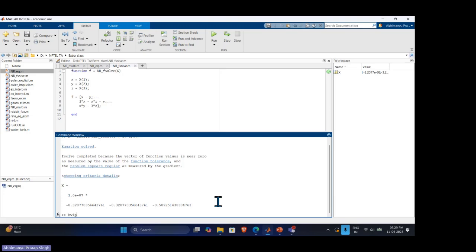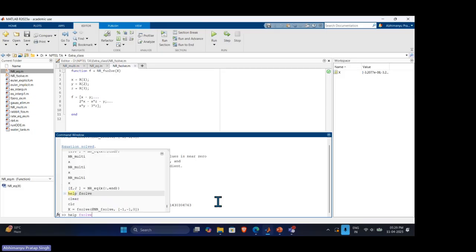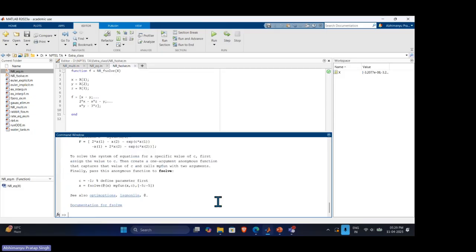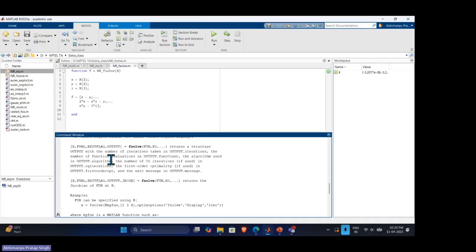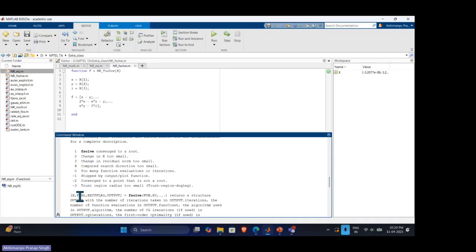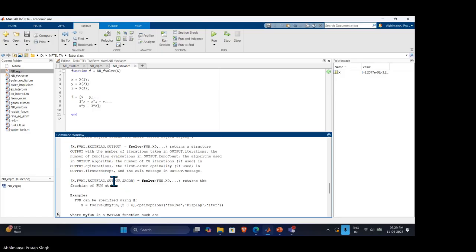Let me just take the, I don't remember the sequence of this. I think the second one is, yeah, fval, that is the function value. Then we have exit flag, and then we have the output. Output is basically a structure with the number of iterations taken in output.iterations, and it also outputs the Jacobian at that endpoint. So if you want to check that, then you can check that.